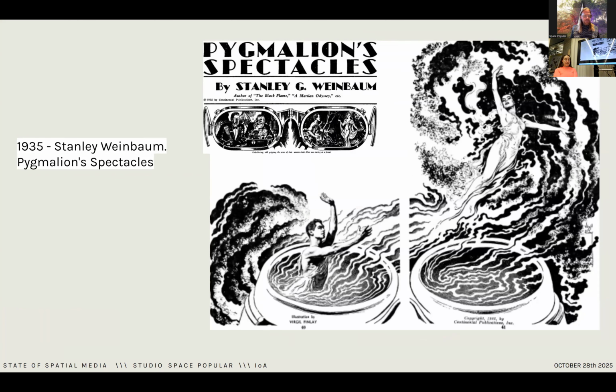examples where a fiction was describing these sort of devices that we have now, through the Pygmalion's Spectacles by Stanley Weinbaum in the 1930s. Before this, there's no real description of something you put over your eyes that could magically transport you to a different world.